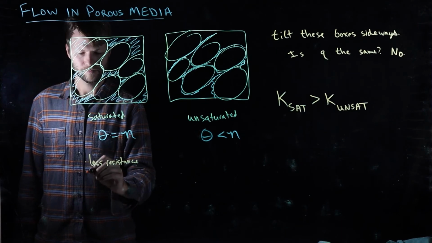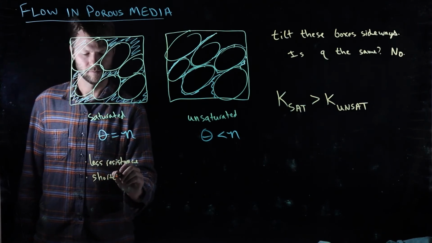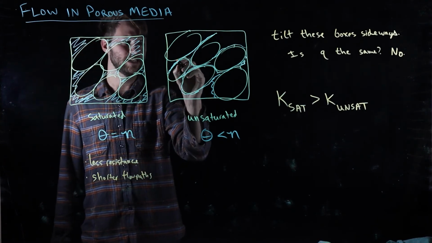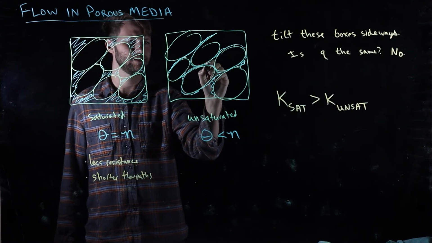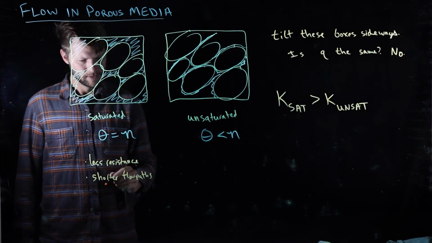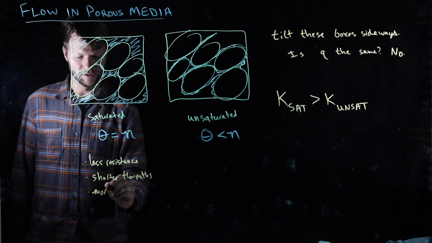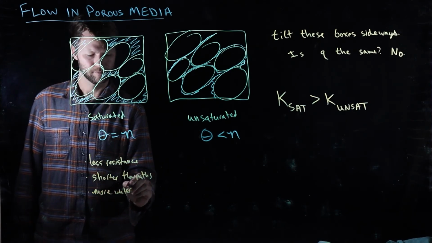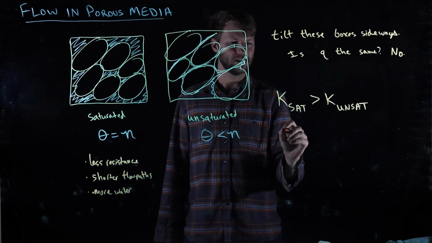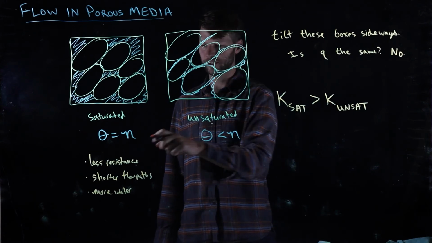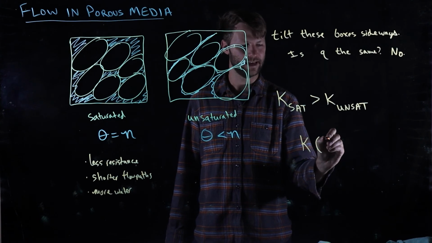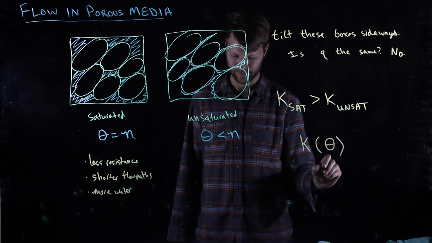Two, there's shorter flow paths. Here, you've got to take a pretty tortuous pathway because you're clinging to these edges of the grains, whereas here, you can flow right through the middle. And three, there's just more water in here. There's more water flowing. In general, we can describe hydraulic conductivity as being a function of the saturation state. And so this is commonly denoted as K is a function of theta.